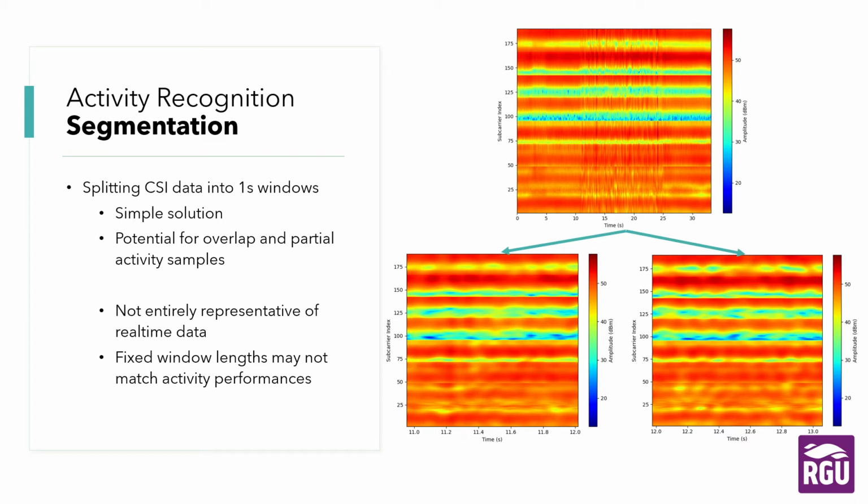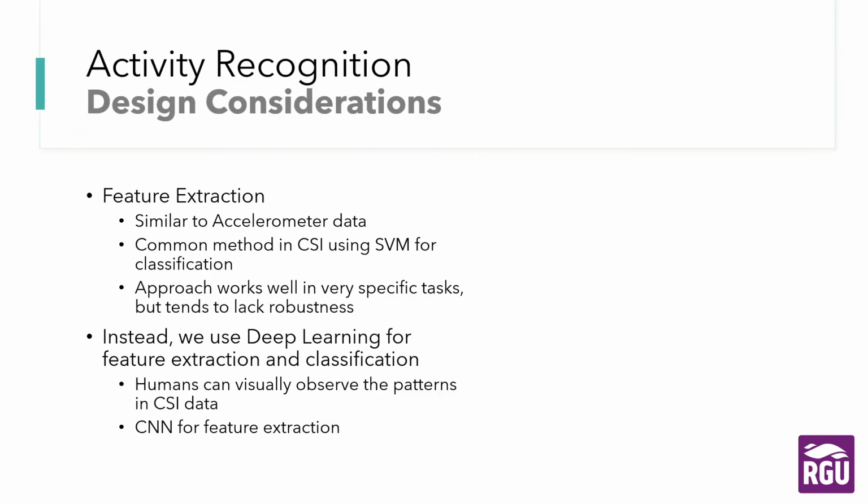However, it isn't truly representative of the CSI data we would observe if we were running this real-time system. And residents are also unlikely to all perform activities in the same average length of time. So with the precision offered by CSI data, deciding how to window the data is still a challenge we're really considering. Regardless, once we've got windowed data, we do need a classification model too.